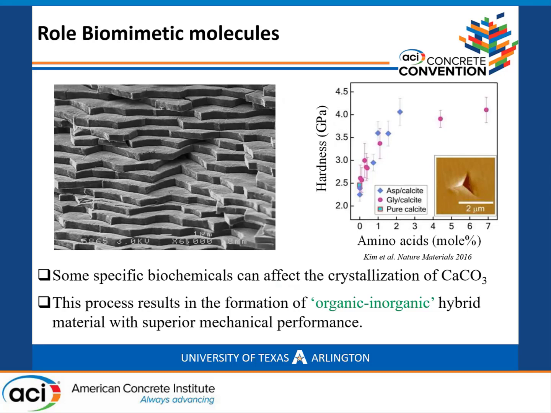As an example, if you see this figure on the right side, if you have a pure calcite crystal, your modulus is around 2 to 2.5 gigapascal. But if you modify the crystallization using those organic additives, you can increase the hardness up to 4 gigapascal. So it's almost double. Essentially, we are going to adopt this technology in the case of our CSH carbonation degradation. We are going to use certain molecules which will help us mimic this biomineralization process, and that's why we are addressing those as biomimetic molecules.